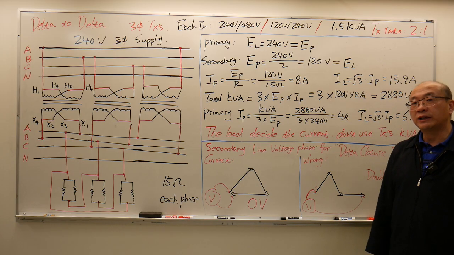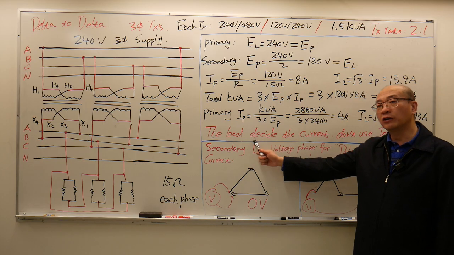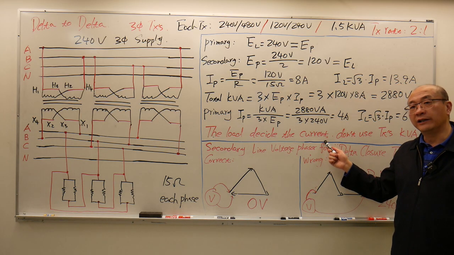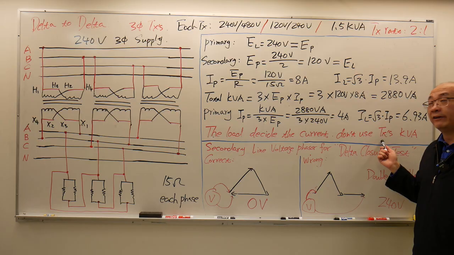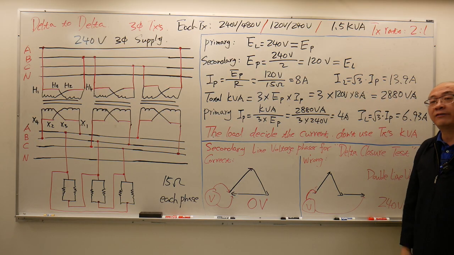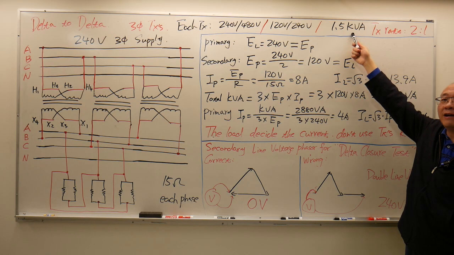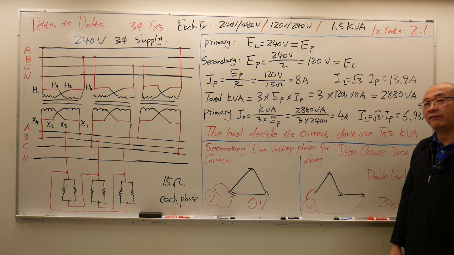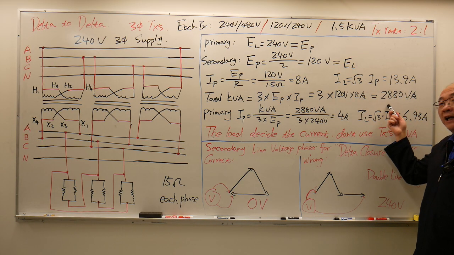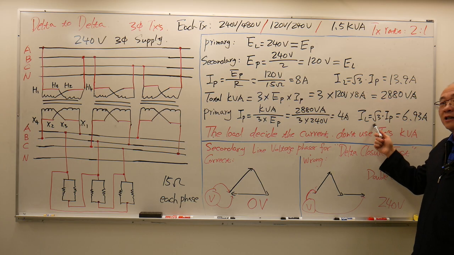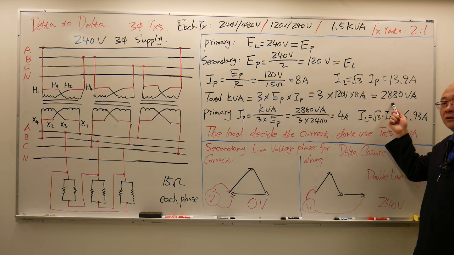Same thing like we talked about before, the load is deciding the current. It's not the transformer kVA. We're not going to use 1.5 kVA, but we can consider three 1.5 kVA transformers give us 4.5 kVA. So our load only has 2.88 kVA. It's good for the transformer bank to handle the load. But when we calculate the current, we're only going to use the load kVA to do the calculation.